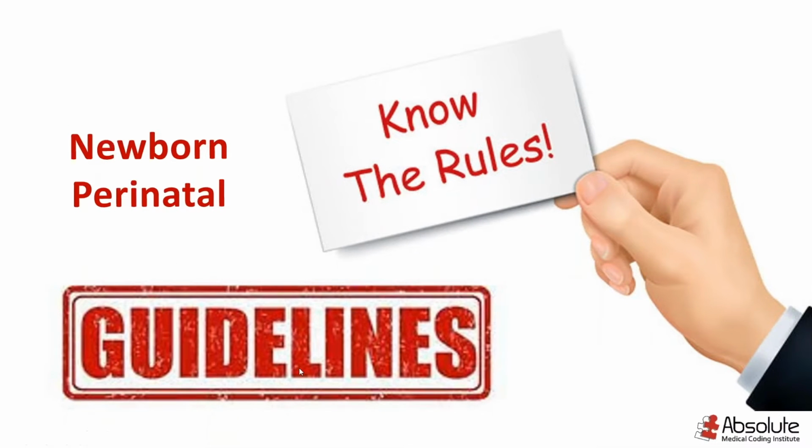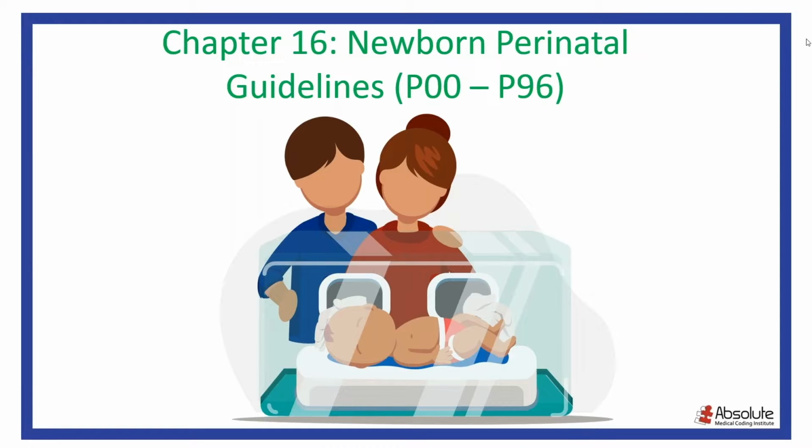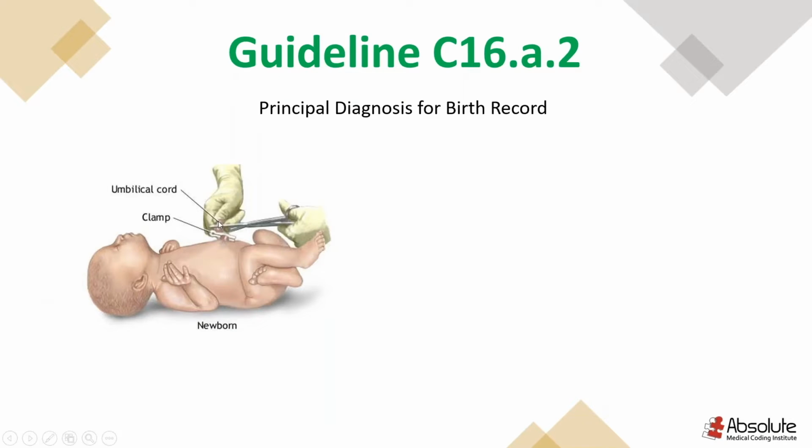Thank you, Mrs. J, for those amazing instructions on chapter 15, coders. Now it's time for us, as Mrs. J said, to move on to chapter 16, newborn perinatal. Chapter 16 is all about the newborn perinatal guidelines, and this ICD code range is from P00 to P96. So let's look into the guidelines of chapter 16.